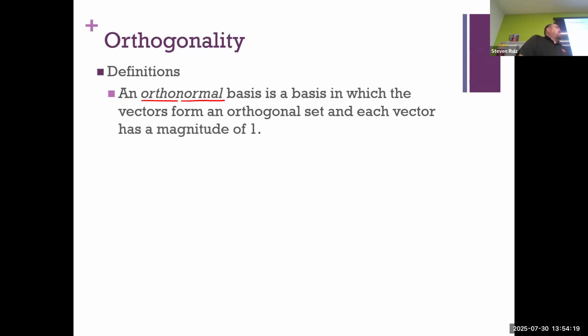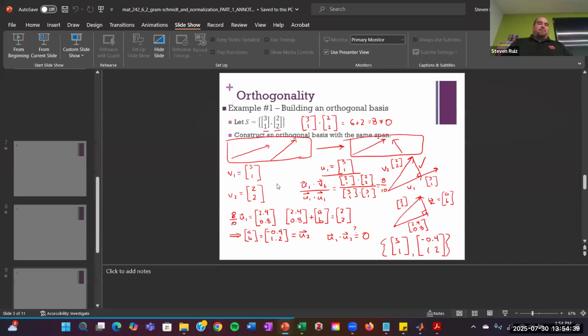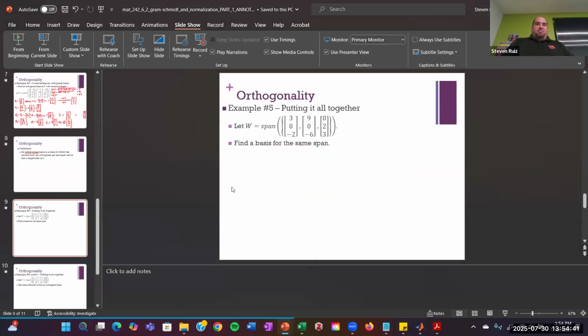How are we doing? I have one more example here. Do you feel like you need it? Should we do it? Or are we experts on Gram-Schmidt? Think you're experts? Okay, I'll believe you. So we did one of my examples twice. Let's bail out.